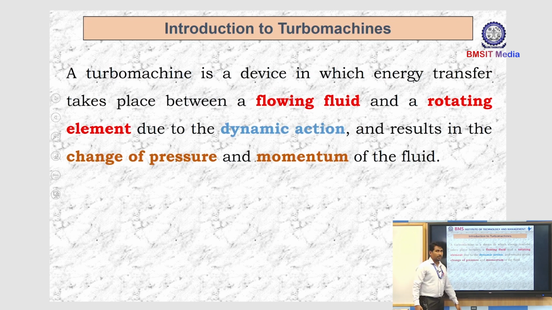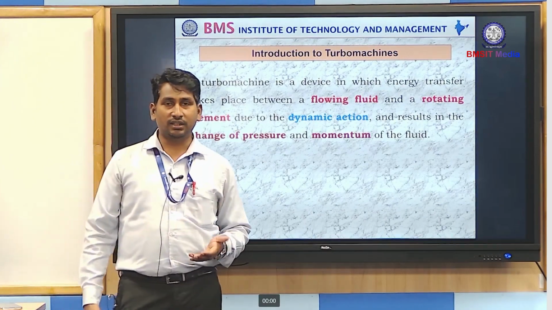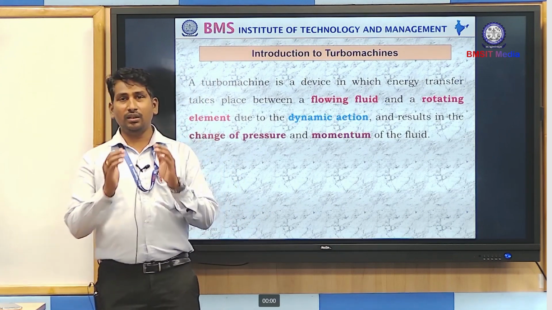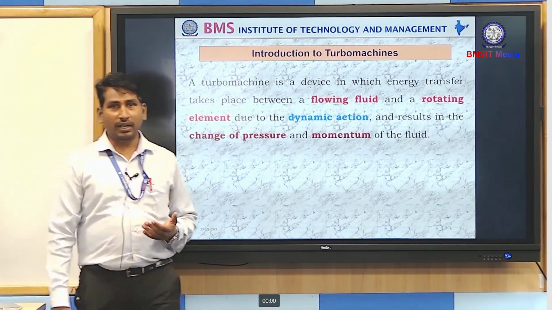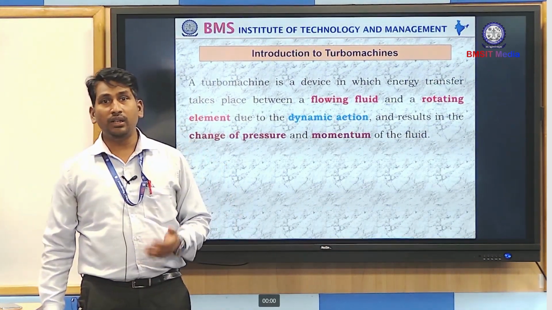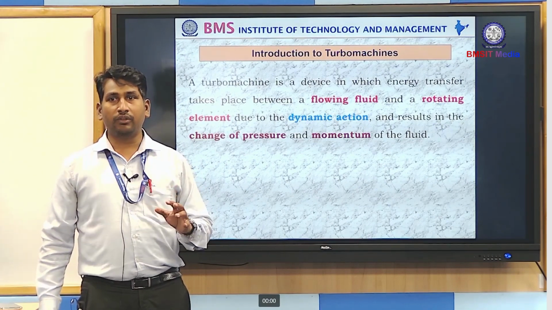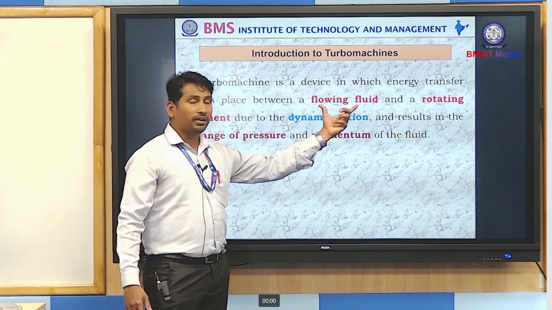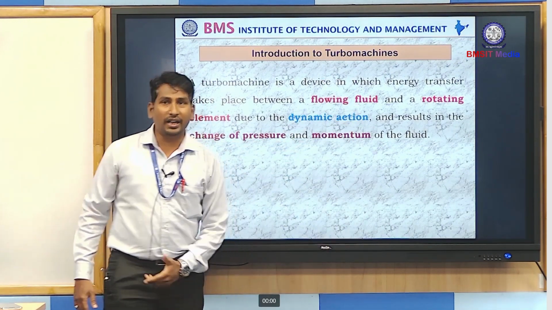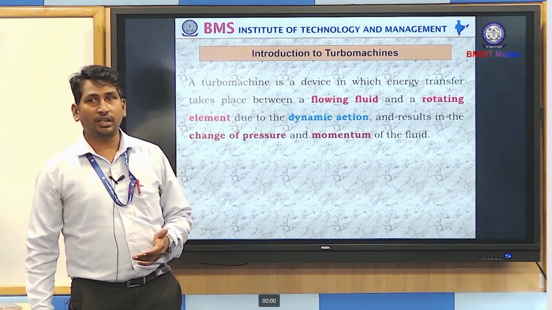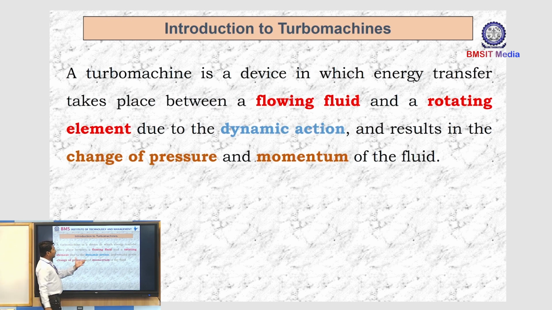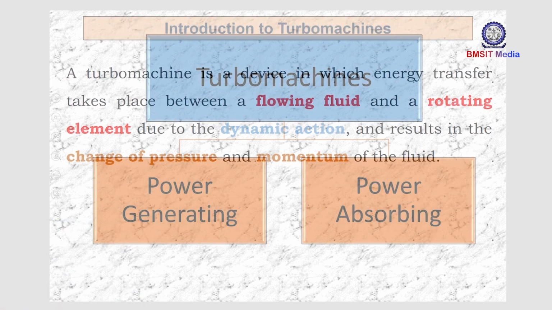Now let us come to the definition of a turbo machine. In the previous slides, I explained the turbo machine in a short manner, but now we'll go into detail from the exam point of view. A turbo machine is a device in which energy transfer takes place between the flowing fluid and the rotating element due to dynamic action, and results in a change of pressure and momentum of the fluid. The keywords I highlighted here are: flowing fluid, rotating element, dynamic action, change of pressure and momentum. This is the definition of a turbo machine.